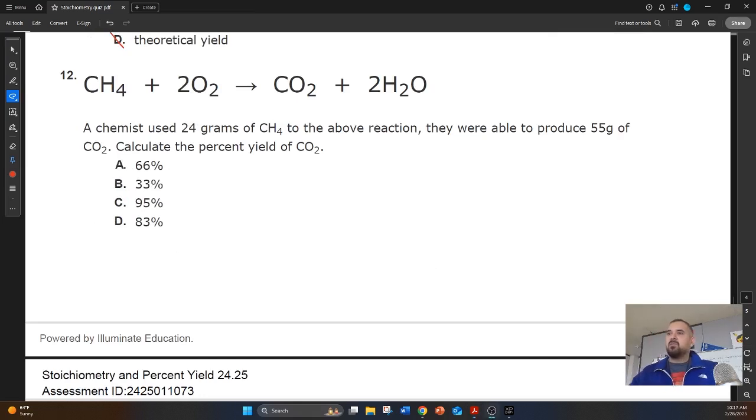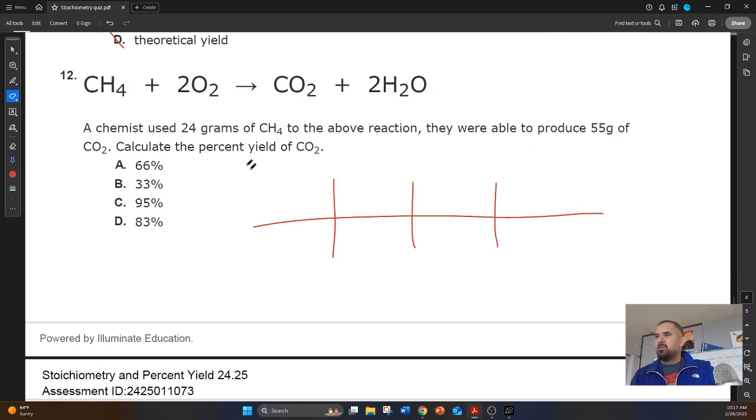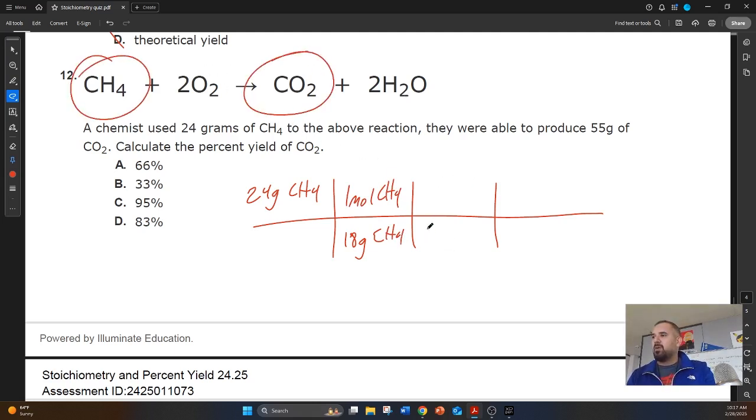All right, a bunch of y'all got this one. That's good. So chemists use 24 grams of CH4 in the above reaction to produce that much CO2. So this is a 3-step. We're starting with 24 grams of CH4. First step is to calculate the molar mass. So carbon is 12, hydrogen is 4, so that's going to be a molar mass of 18 grams of CH4. Up here, we're going to have 1 mole of CH4. Now that we have moles, we plug in our mole ratio. So we're comparing CH4 to CO2. This is a 1-to-1 ratio. So 1 mole of CH4 will produce 1 mole of CO2.